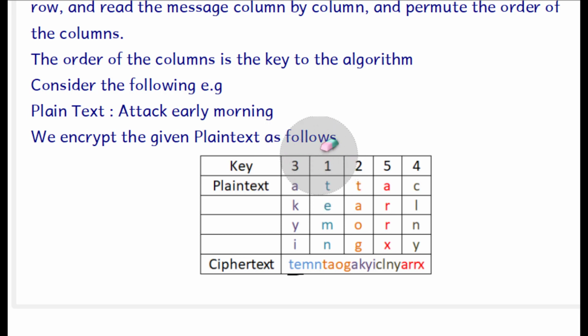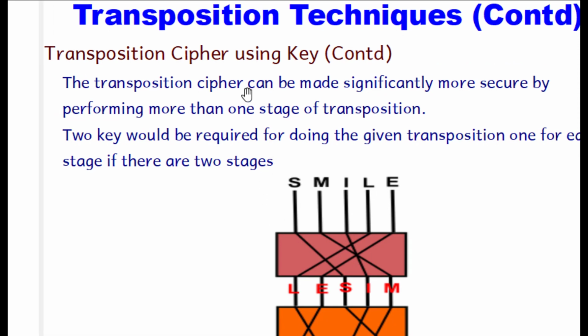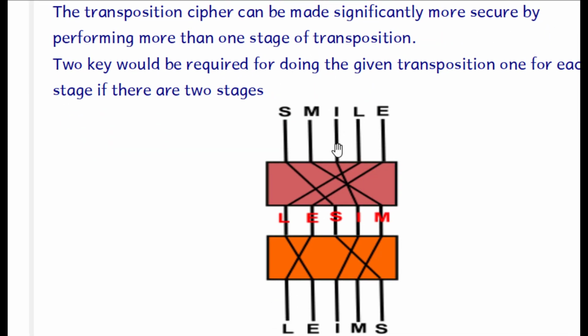So this is the transposition cipher using the key. We can also make some more permutations, and some more blocks can be used. We can make it significantly more secure by performing more than one stage of transposition, as shown here. Here this is one stage of transposition, and this is the second stage.